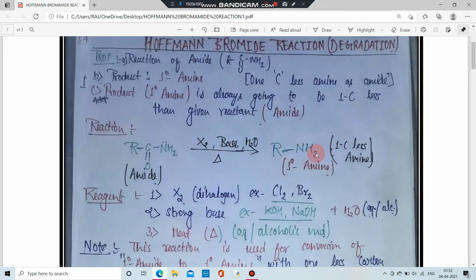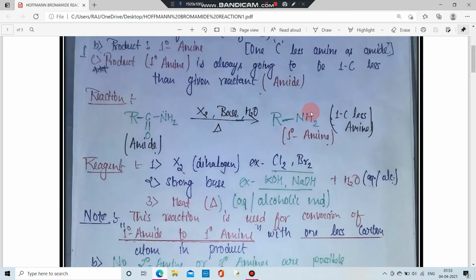But what is the condition of this primary amine? This primary amine is always going to contain one carbon atom less as compared to this amide. Or we can say, if this amide contains n number of carbon atoms, then the primary amine we are getting is always going to contain n minus 1 number of carbon atoms in its chain.